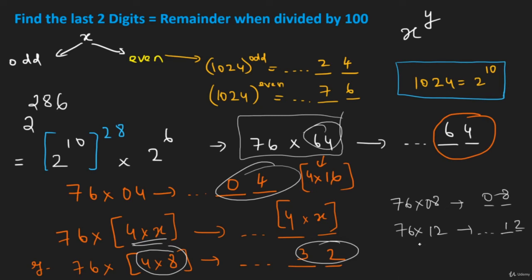So what is 4 into 5? That's 20. So 76 into 20, your last two digits will end in 20 itself. Even if you do 76 into 220, last two digits only depend on last two digits. So you just need to consider 20 over here. This also will end in 20 itself.